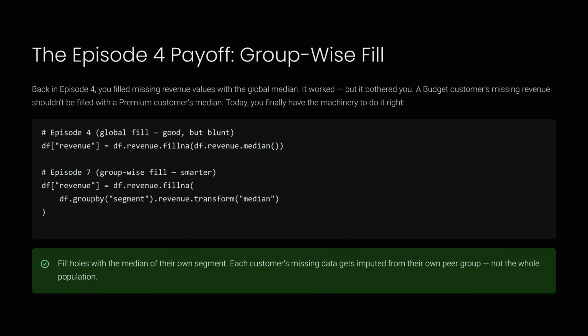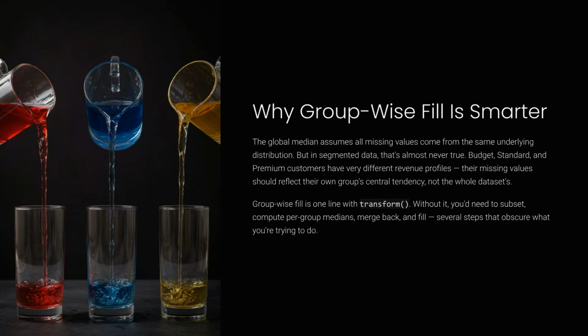We can also use this for smarter data imputation. Instead of filling missing revenue with a global median, we can fill it using the median of each specific segment, ensuring the values are contextually accurate. Group-wise filling is more accurate because different customer segments have distinct revenue profiles. Transform makes this complex, multi-step process a single, clean line of code.